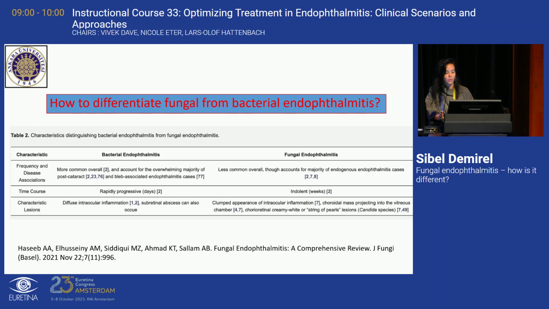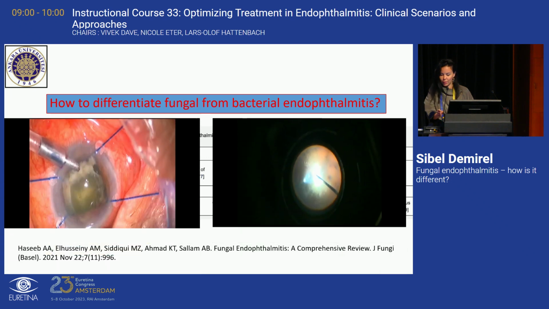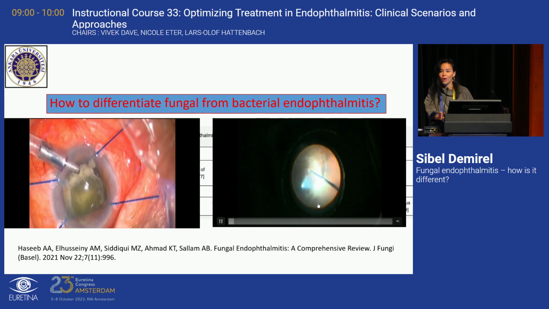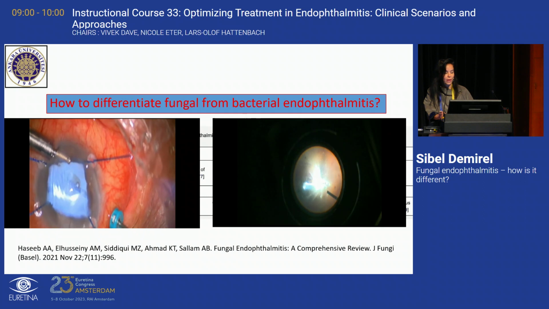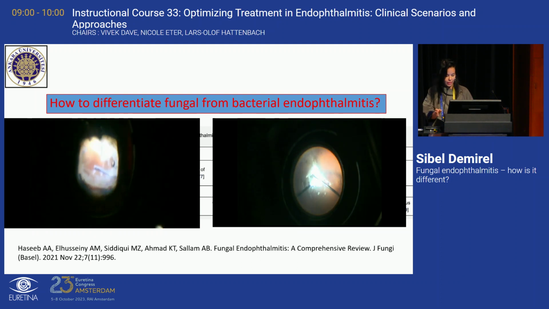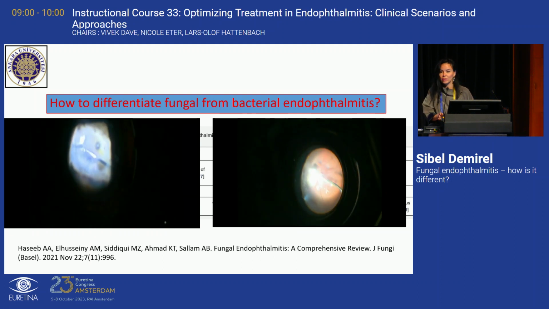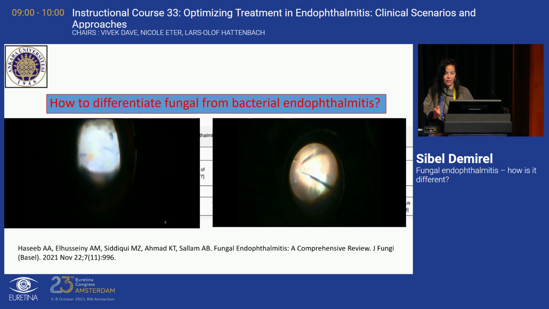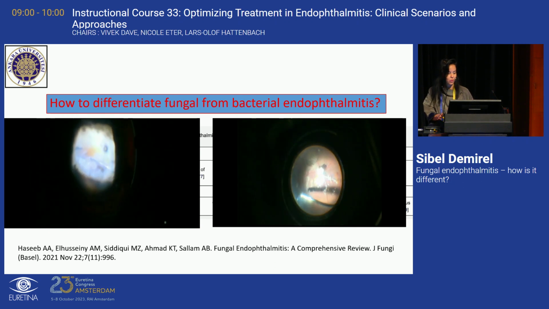How do we differentiate fungal from bacterial endophthalmitis? Bacterial is more common overall, a rapidly progressive, diffuse inflammatory process, but fungal is less common, indolent, with a clumped appearance of intraocular inflammation. As you see here, this is one of the bacterial cases, and the other is the fungal case. On the left-hand side, there is diffuse intraocular inflammation. However, on the right-hand side, there are clumps and vitreous bands, and those are totally different. Of course, in some cases there can be similarities, but this is the general rule.